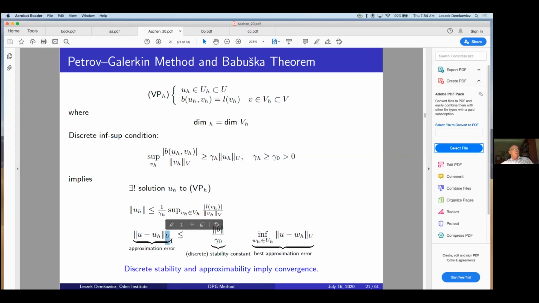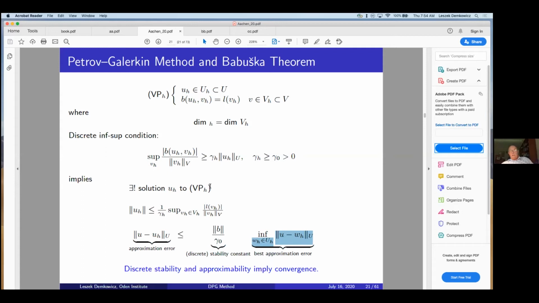When you see this theorem, you also can have now an understanding of the different roles played by trial and test spaces. The choice of the trial space should be dictated by the control of best approximation error. You want to choose your trial shape functions in such a way that they will approximate the unknown solution U, based on whatever you know about this unknown exact solution U. Whereas the test functions control stability. So you want to choose them in such a way that you satisfy this discrete inf-sup condition. So that's Babuška's theorem.